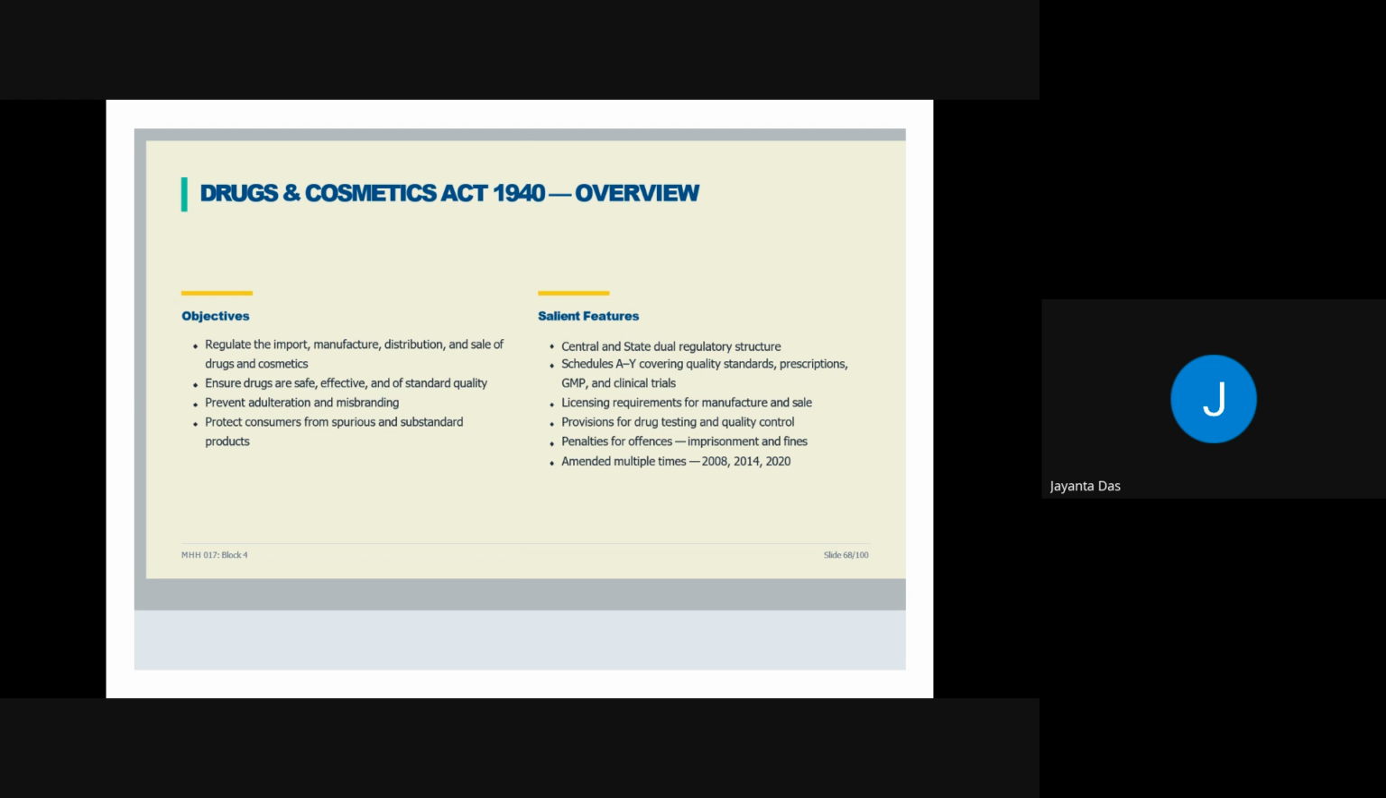Salient features are central and state dual regulatory structure, Schedule A to Y covering quality standards, prescriptions, good manufacturing practice, and clinical trials, licensing requirements for manufacture and sale, provision of drug testing and quality control, penalties for offenses which include imprisonment, fine, or both, and amended multiple times. Recent ones were 2008, 2014, and very recently 2020.